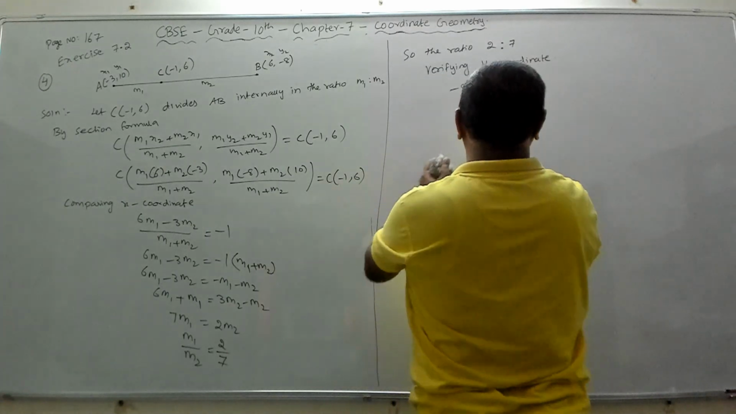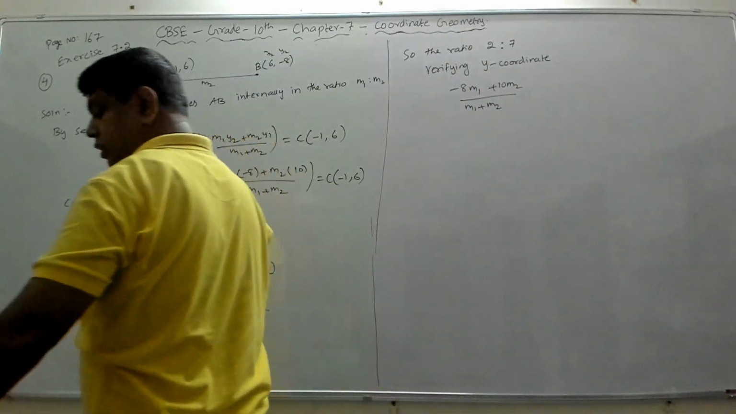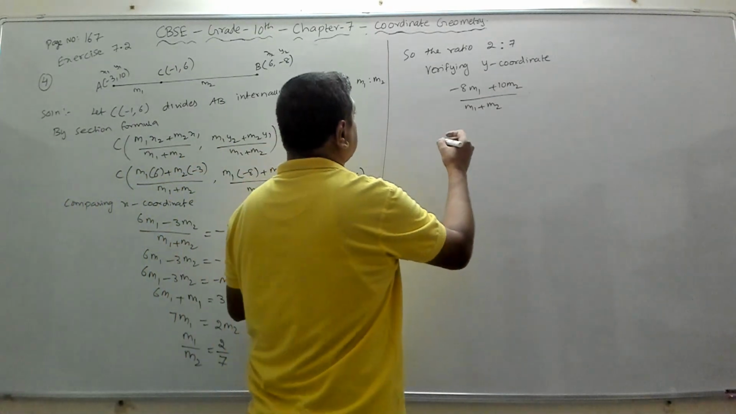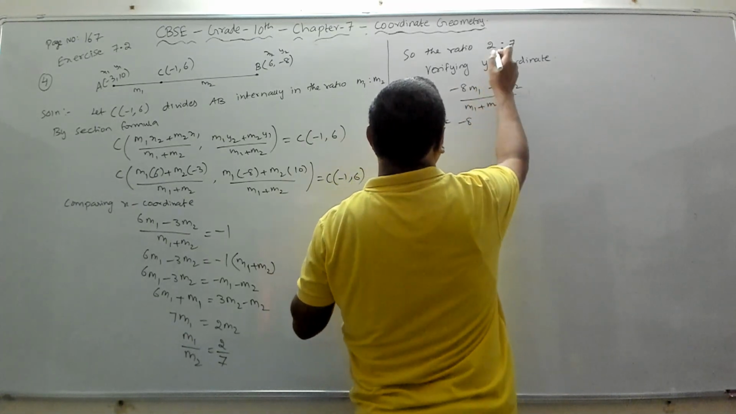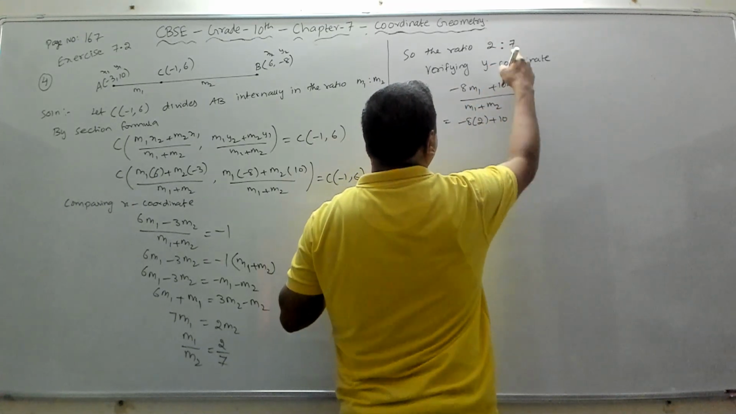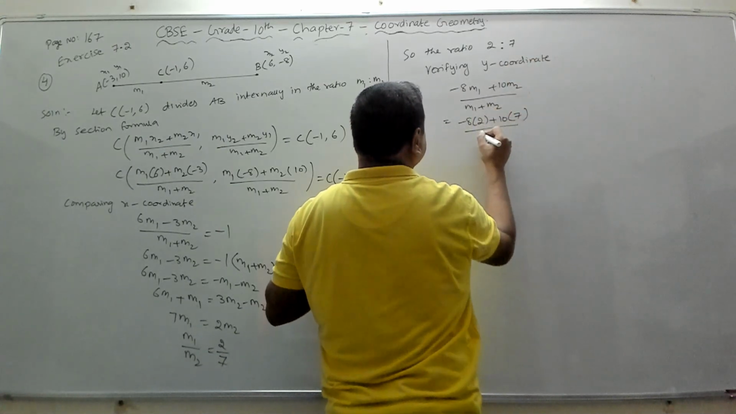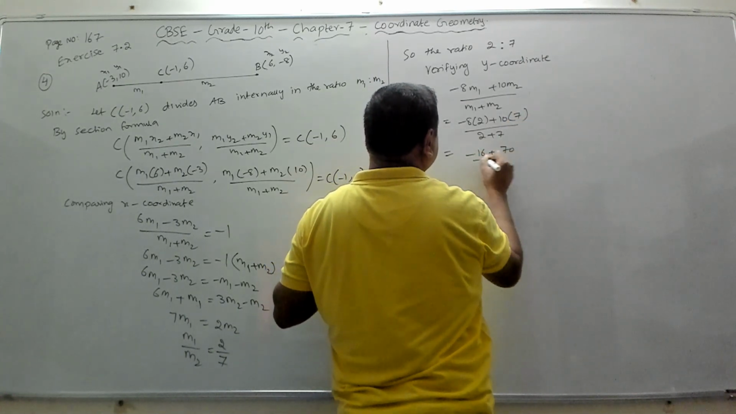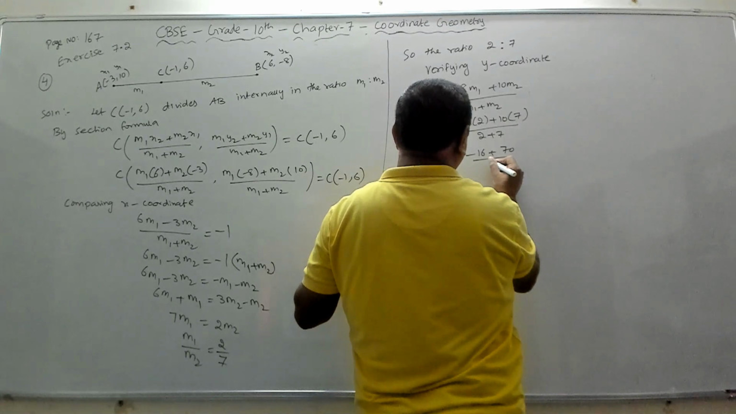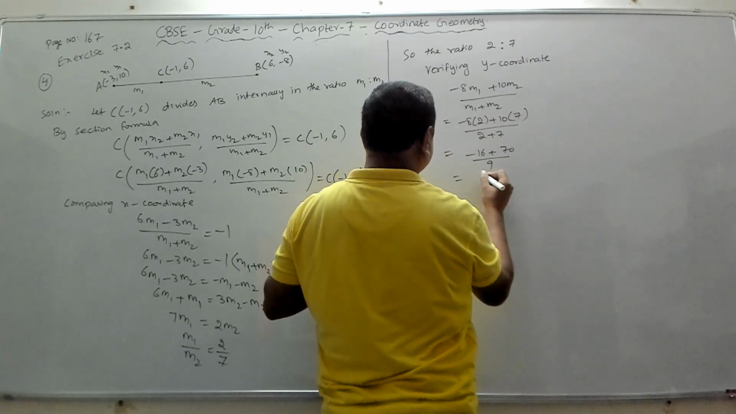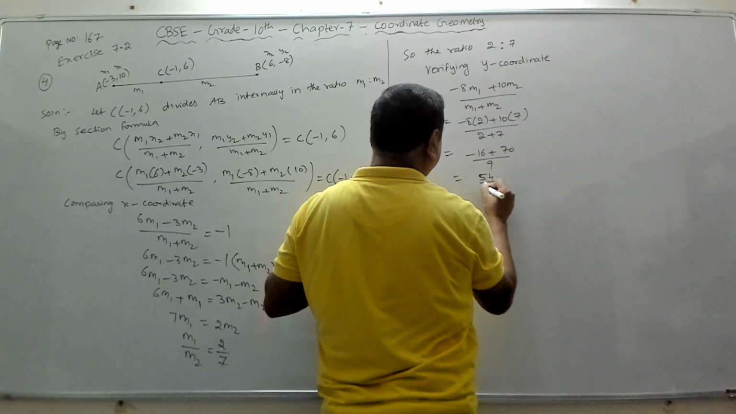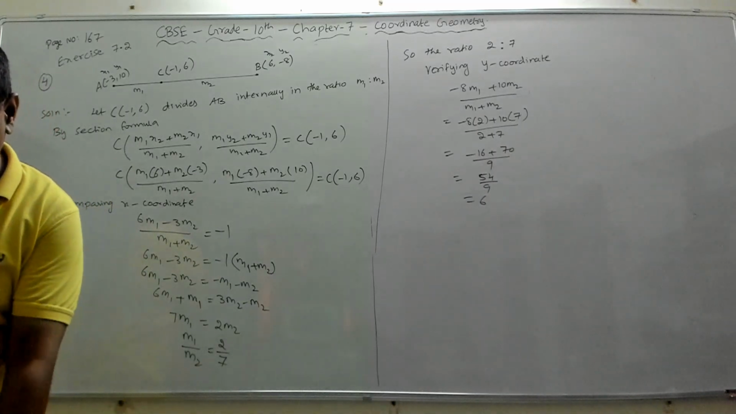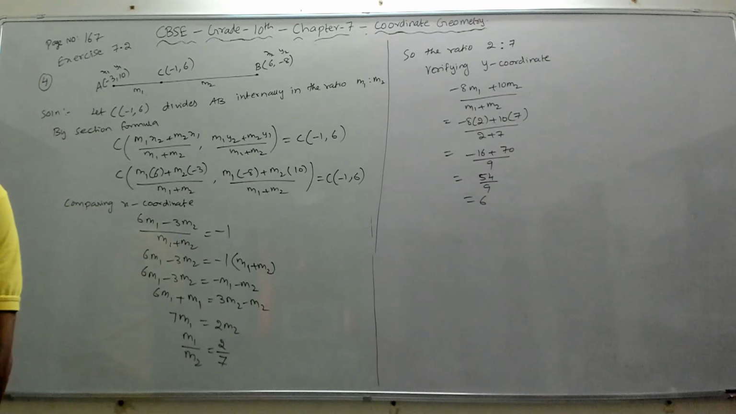We can't say equal to 6. We can also put equal to 6 and try to solve for m1 by m2, but we'll verify. So that is equal to minus 8 into m1, let's substitute, that is 2, plus 10 into m2, which is 7, by m1 plus m2, 2 plus 7. So that is equal to minus 16 plus 70 by 9, so you get 54 by 9, which is 6, right. So that is your problem.